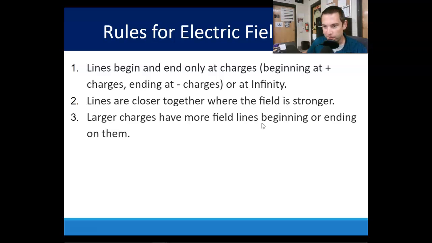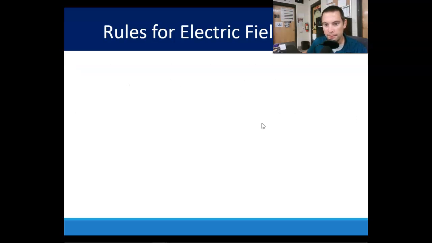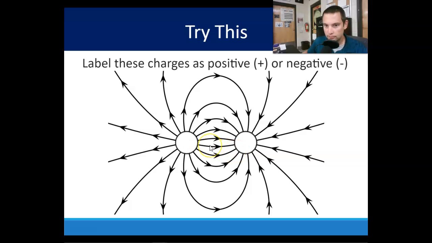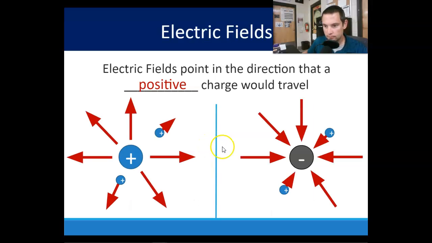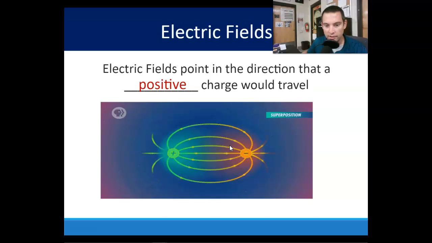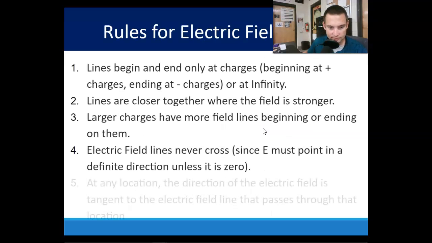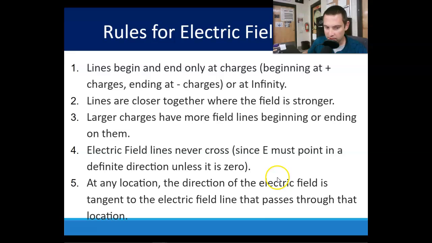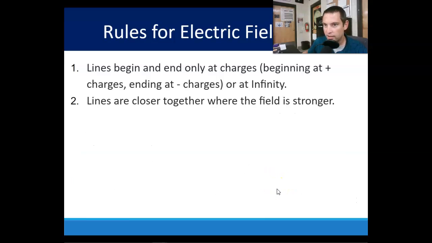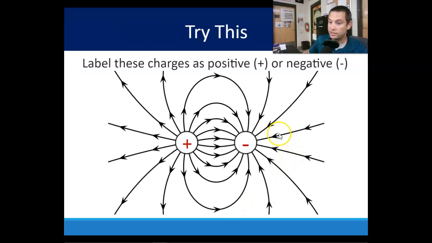Larger charges have more field lines beginning or ending on them. All right, these are all equal. But if either of these were a larger charge, you would have more field lines. At any location, the direction of the electric field is tangent to the electric field line that passes through that location. If we take a positive test charge right here, we know the electric field line is just going to follow this line, right? That's what rule number 5 is saying. That's all.